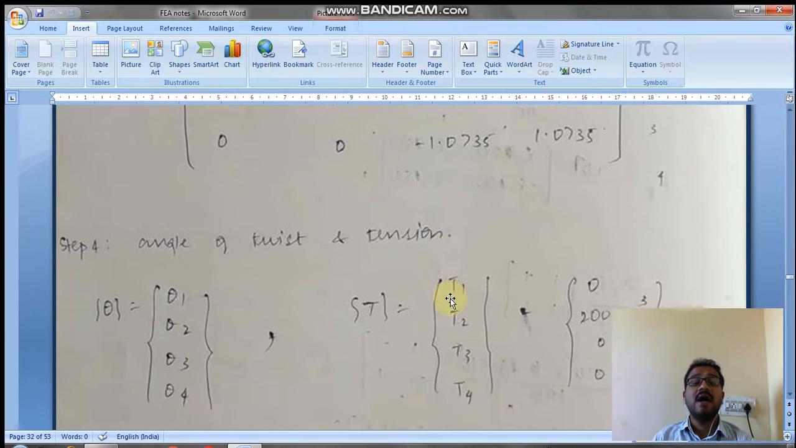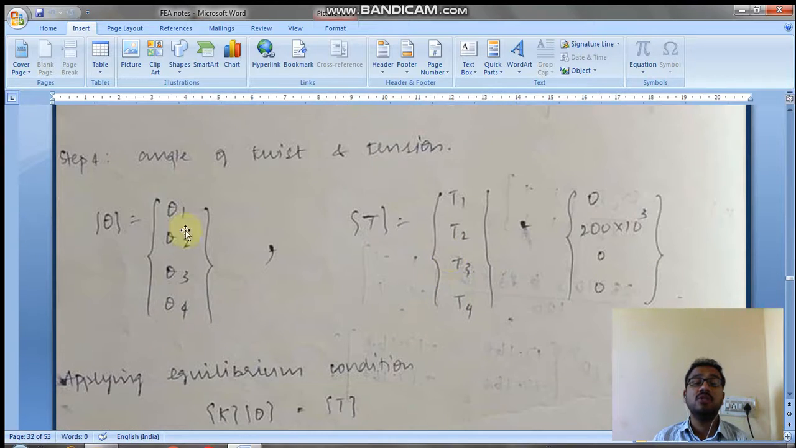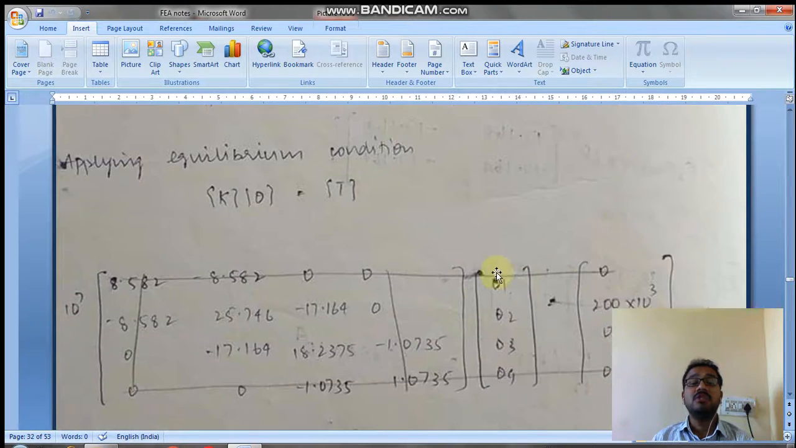Next step is the angle of twist and the torque. Since 4 nodes are there, the theta vector, that is the slope vector, will be equal to theta 1, theta 2, theta 3, theta 4 for all 4 nodes. Similarly for the torque, it is T1, T2, T3, T4. Since the torque value is given only at node 2, I will be substituting it in terms of Newton mm. For the remaining nodes, since the torque value is not given, it is 0. So the equilibrium condition, that is K into theta vector equal to T vector, I will be substituting with whatever matrices I have found in the previous steps.